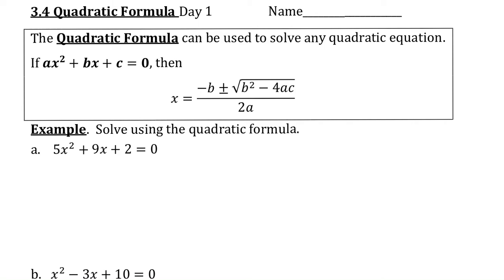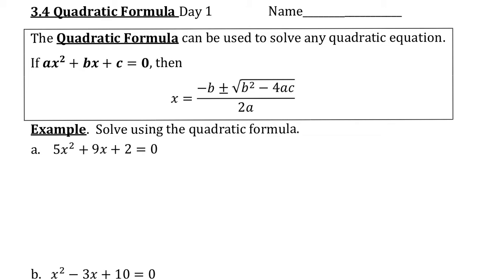Okay, 3.4, we are reviewing the quadratic formula. The quadratic formula can be used to solve any quadratic equation, whereas factoring, square root, and completing the square are useful at certain times. To use the quadratic formula, the equation needs to be in standard form, equals 0, and then you can use the formula x equals negative b plus or minus the square root of b squared minus 4ac all over 2a.